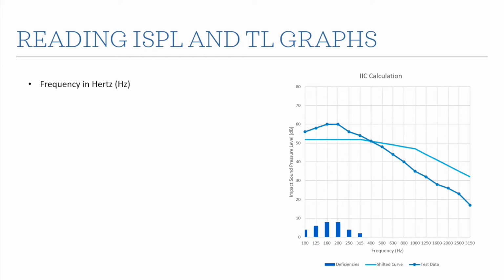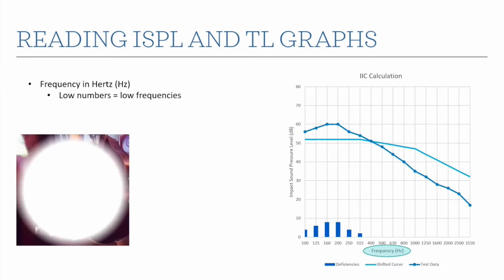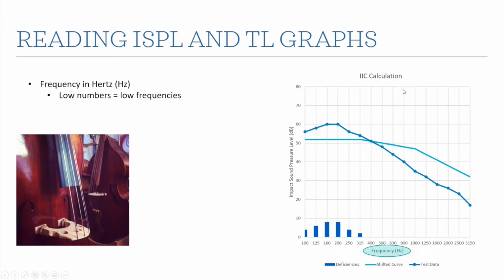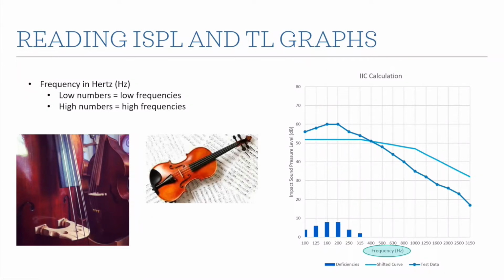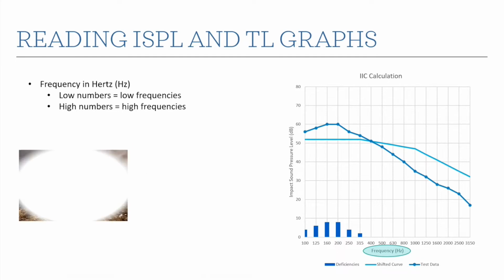So to read this graph, on the horizontal axis, or the x-axis, we have frequency in hertz. Low numbers, down to like 100 hertz on the left side, are low frequencies. As a musician, I like to use the bass as an example of low frequencies. And then high numbers are high frequencies. So you can think of a violin as the example of higher frequencies compared to an upright bass, double bass.